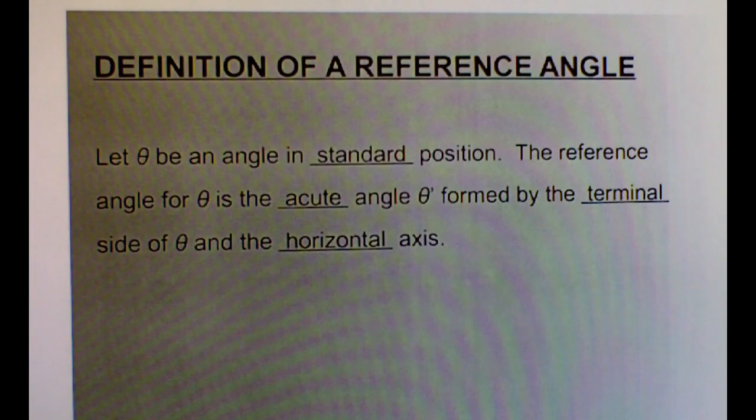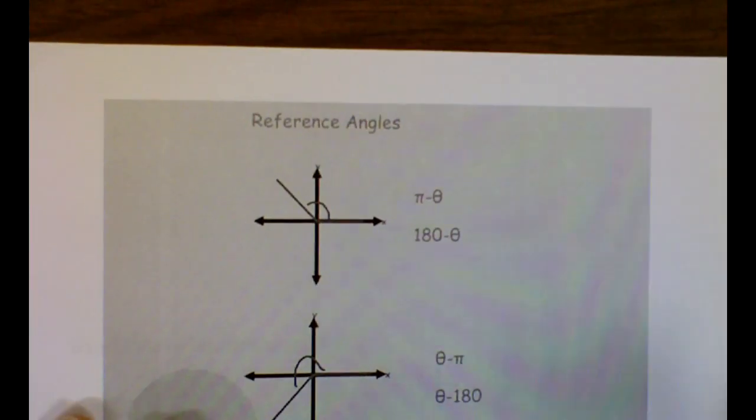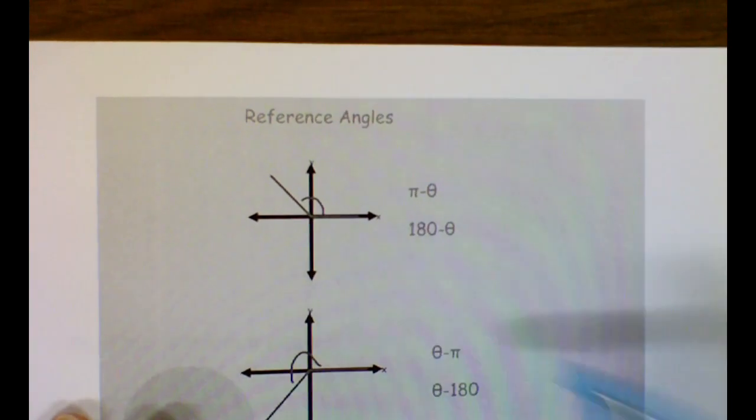All right, this is a continuation of lesson 4.4. We're going to talk about reference angles. So if theta is an angle in standard position, the reference angle is the acute angle, we'll call it theta prime, formed by the terminal side of theta and the horizontal axis. So what that means, first of all, if you're in the first quadrant, it's just the same angle.